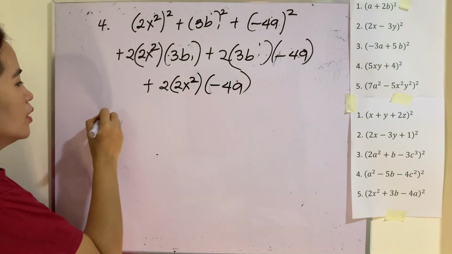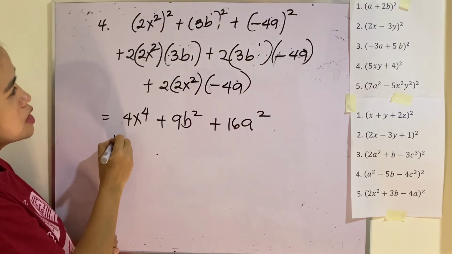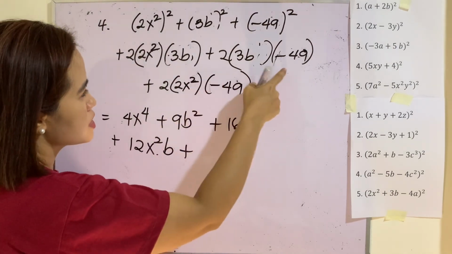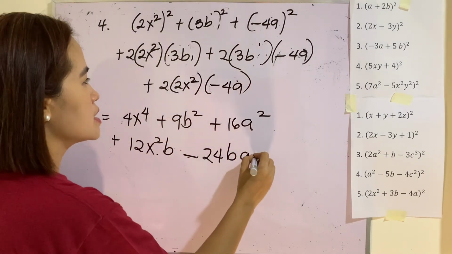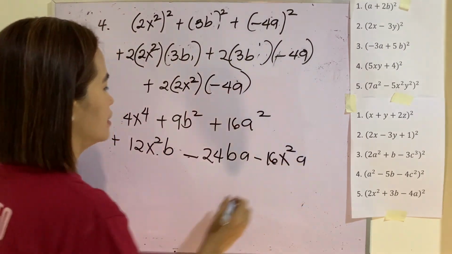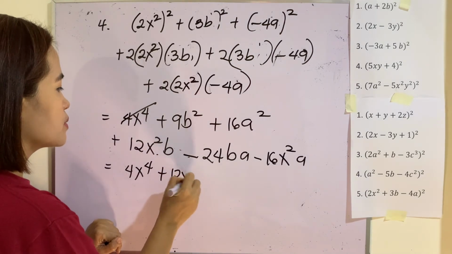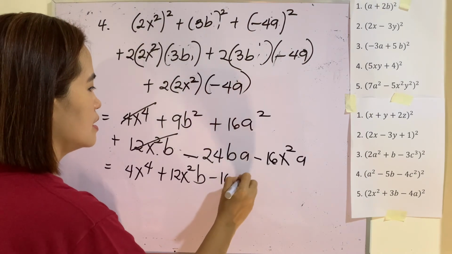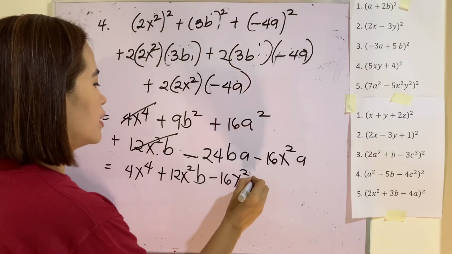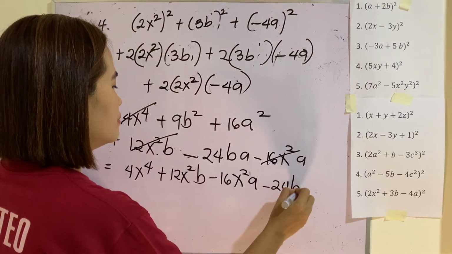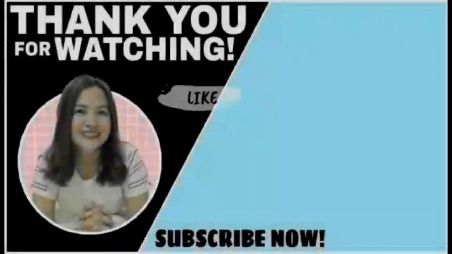So we have here 4x raised to 4 plus 9b squared plus 16a squared. This is plus 12x squared b, plus 12 times 2, negative, that one is negative 24ab. And this one is negative 4 times 4 is 16x squared a. So arranging this again in descending order, we have 4x raised to 4, we have 12x squared b, we have 16x squared a, negative 24ab, plus 9b squared plus 16a squared.